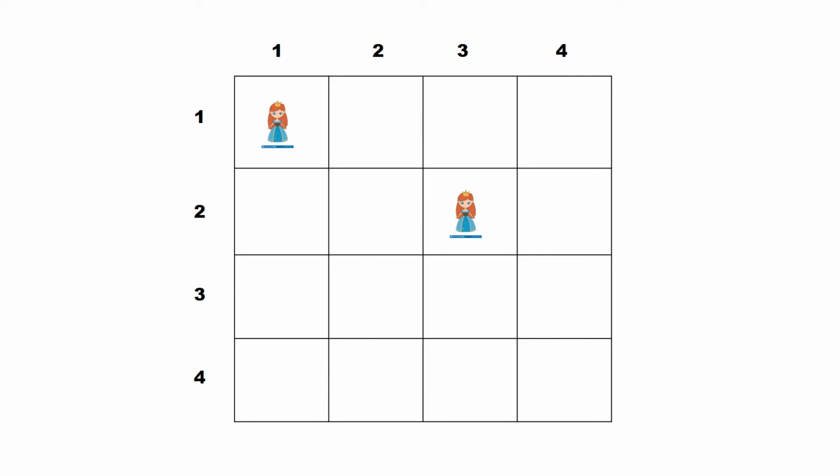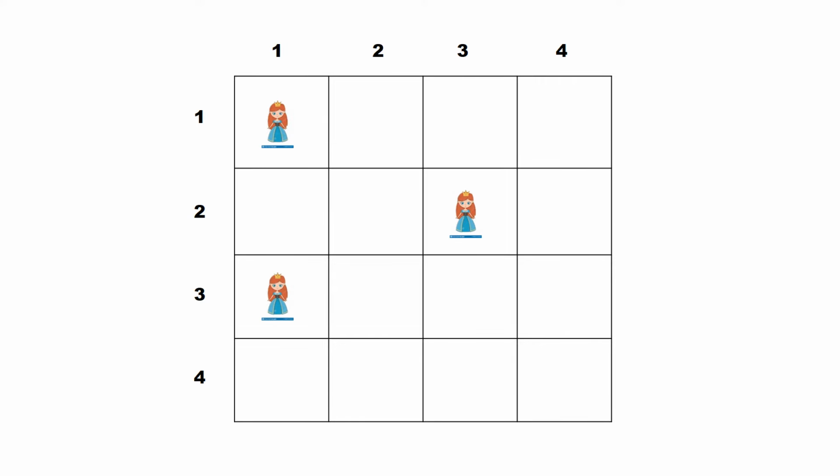Yes, move it here. Is this okay? Yes, this is okay because these two queens are not on the same row, same column or same diagonal. That's okay, no problem at all. So second queen we have placed. Now we will try to place the third queen. So third queen should be placed in the third row.